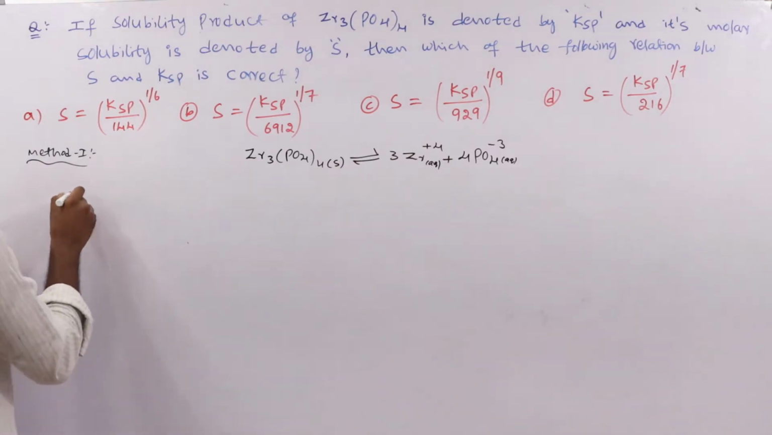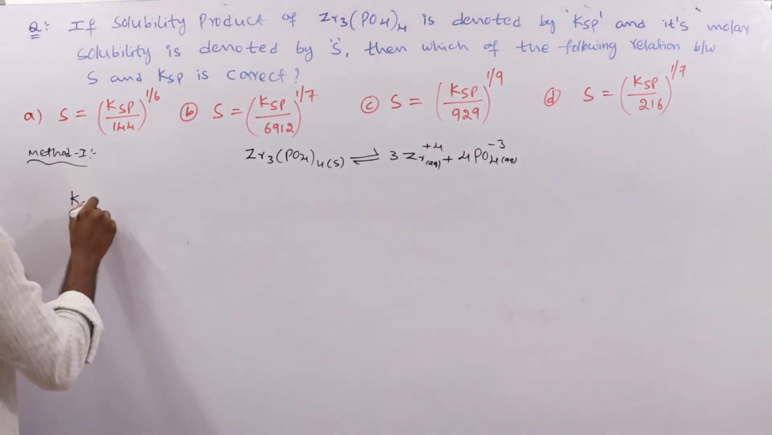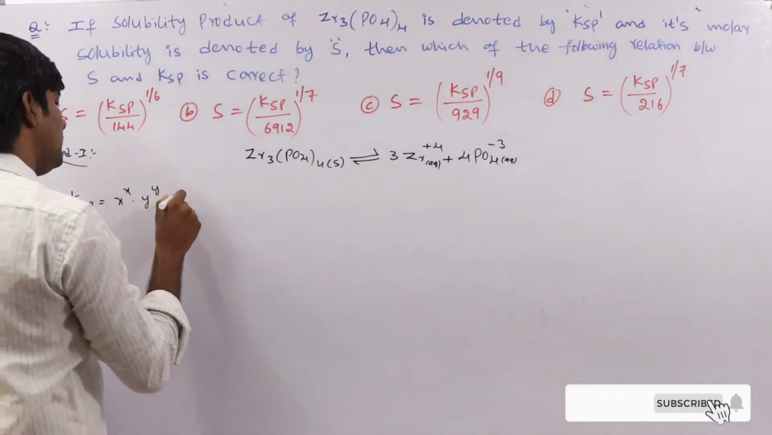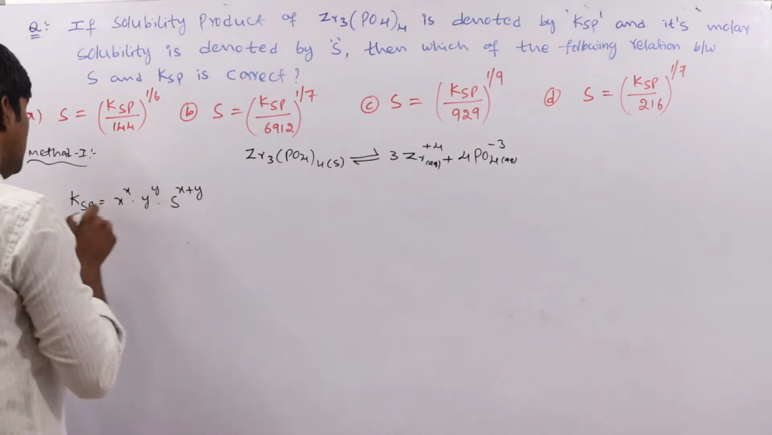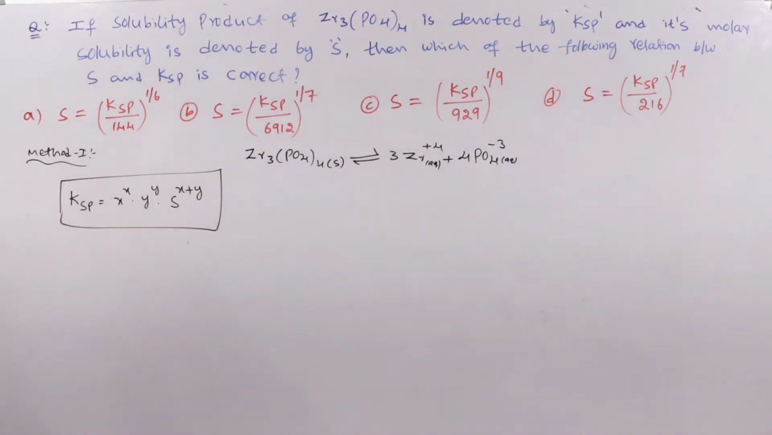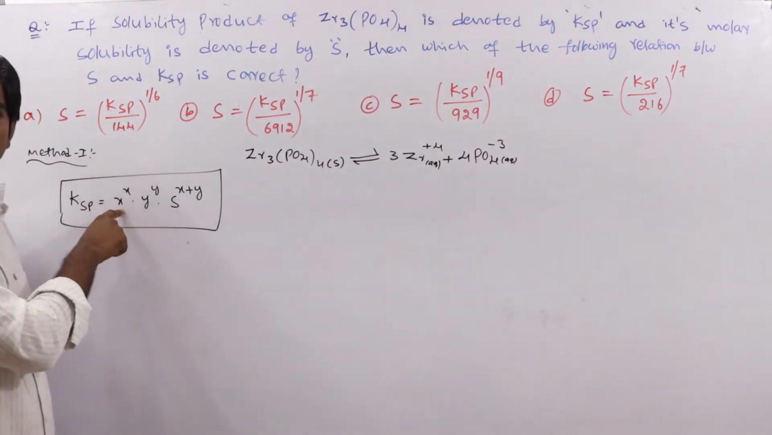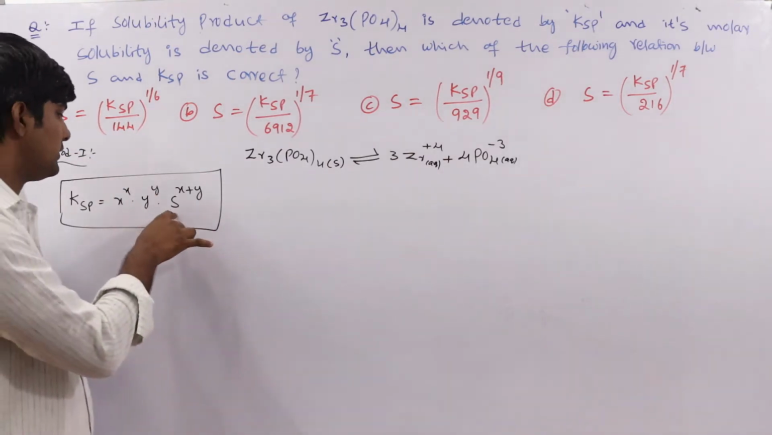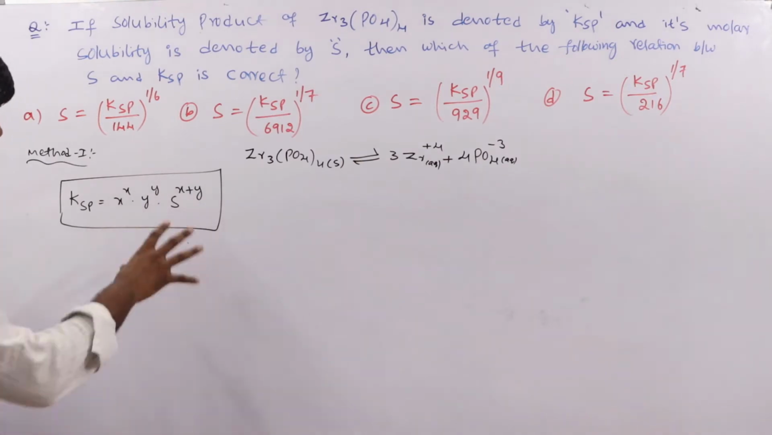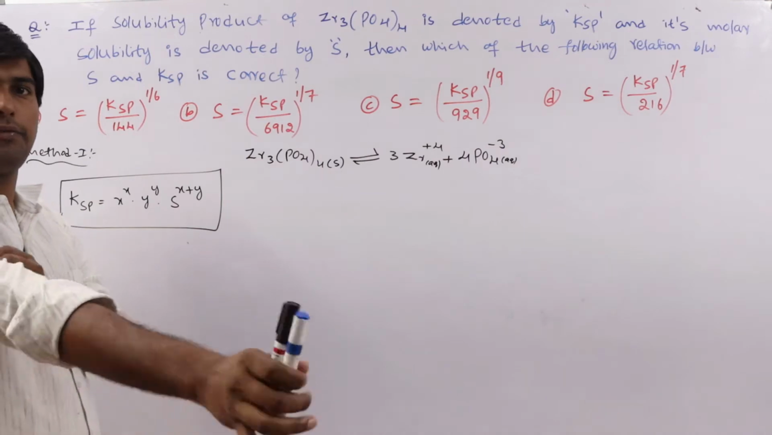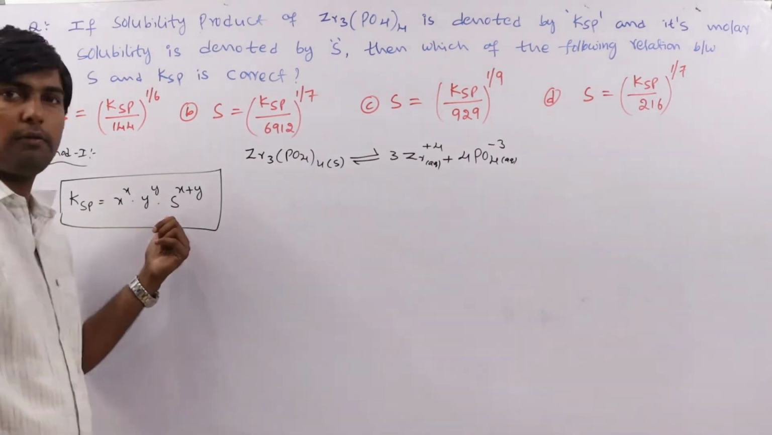Here we have a direct formula: Ksp is equal to x power x into y power y into s power x plus y. This is the direct formula to calculate the relationship between solubility and solubility product. What is x here? The number of cations. What is y? The number of anions. S is solubility. We already discussed the theory of how we get this relation, so if you have any doubts, you can watch that video.